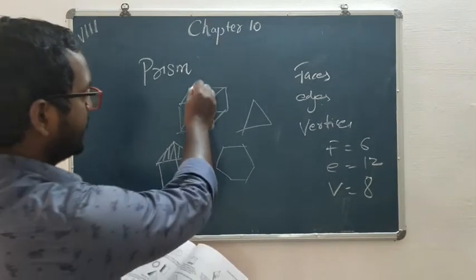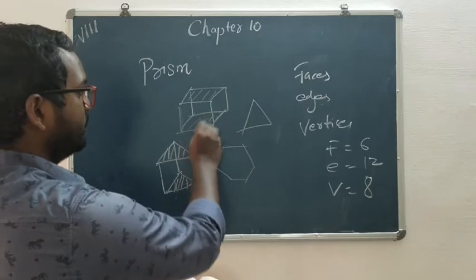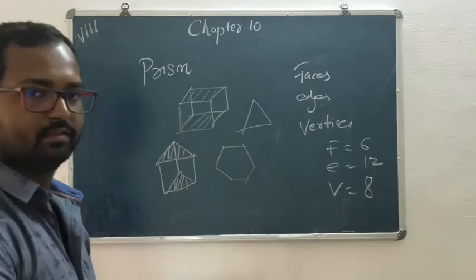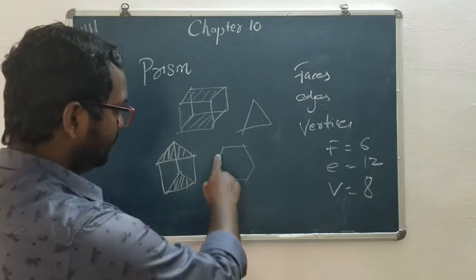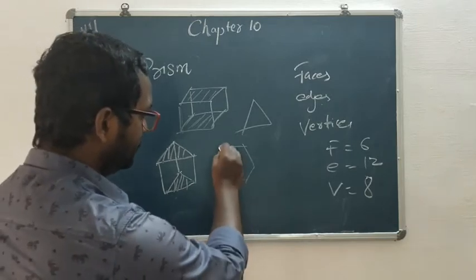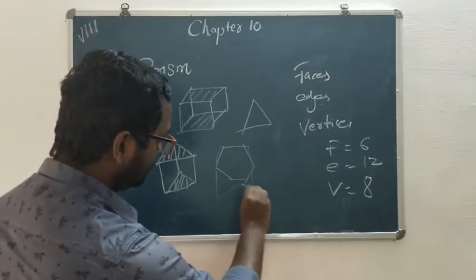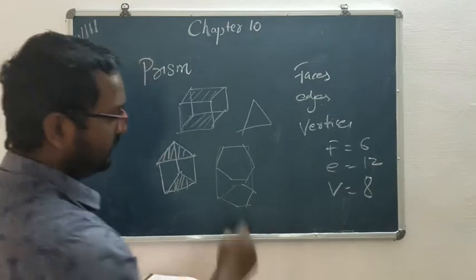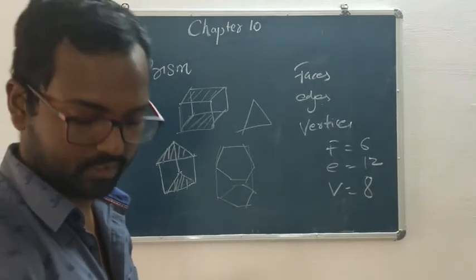If the top is a rectangle, then the bottom should also be a rectangle. Then that's a prism. If the top is a pentagon, or a hexagon shape, the bottom should also be the same shape. Then it's a prism. Okay.